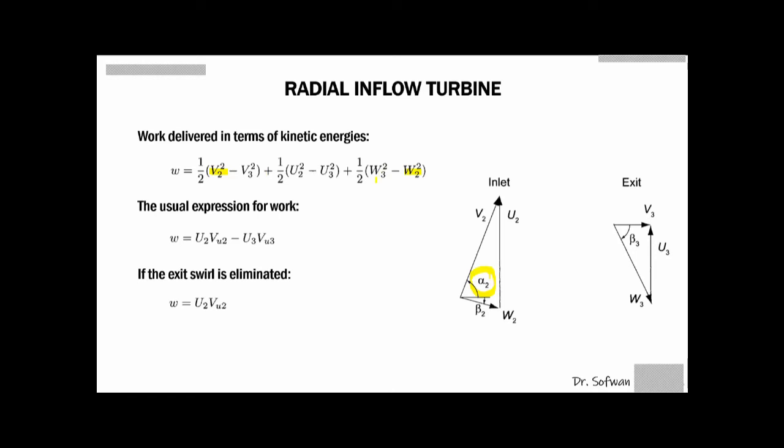Okay, this can be obtained by making the magnitude of the flow angle of the relative velocity, beta 3, as large as possible. And finally, what we can say from this work equation in terms of kinetic energies is that we can get a maximum work delivered by increasing U2 and decreasing U3.